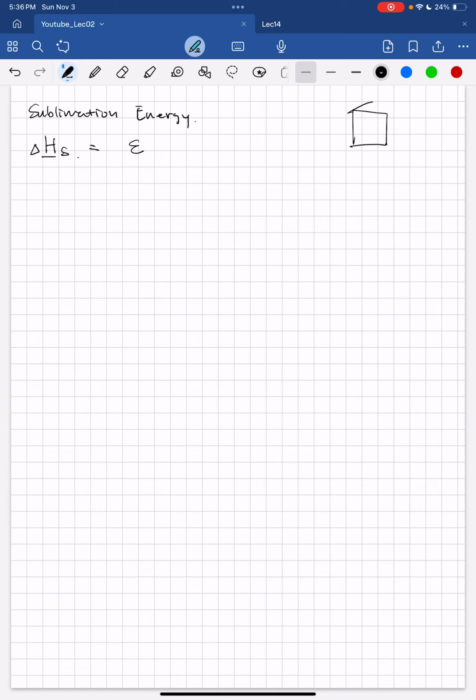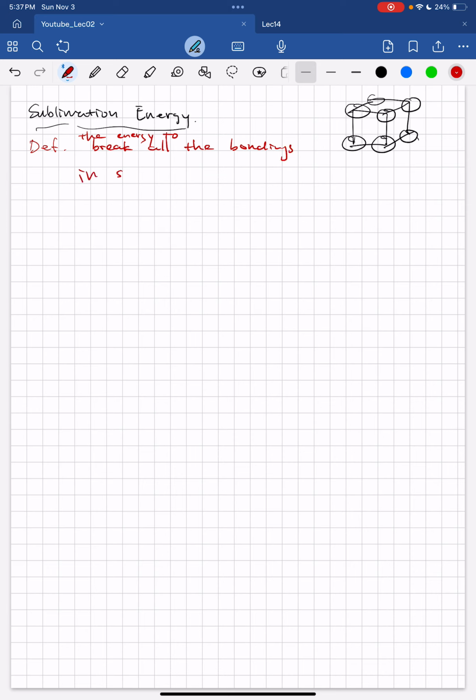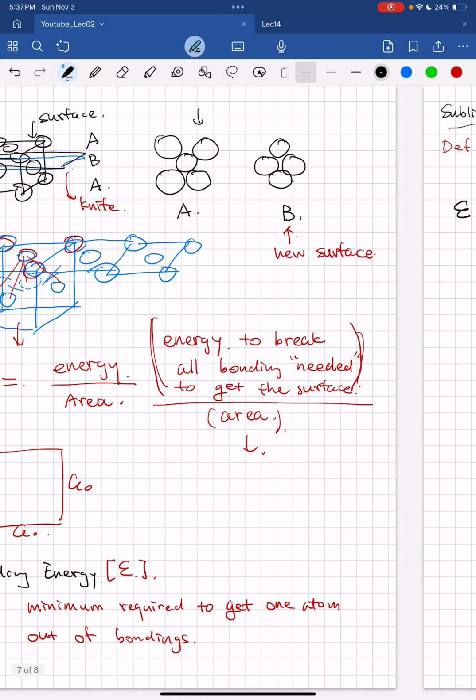So let's say this is a BCC crystal like this. So basically it's sublimation energy. All right, let's first start with the definition: the energy to break all the bondings in solid. That's sublimation energy, very easy. This is BCC. Now it will have 8 bondings like this, and sublimation energy is the energy it takes to break all these 8 bondings. That's sublimation energy.